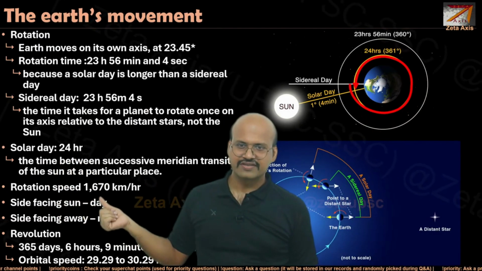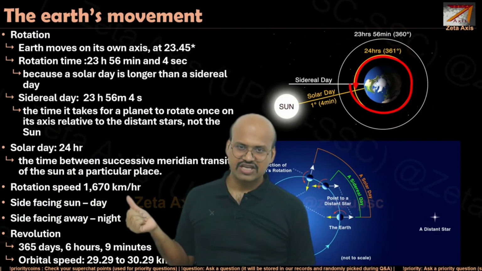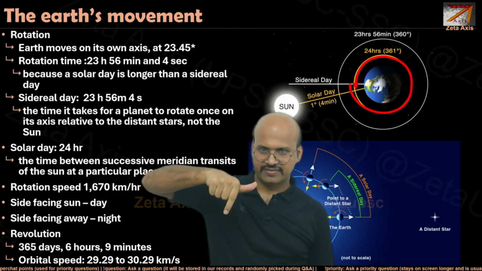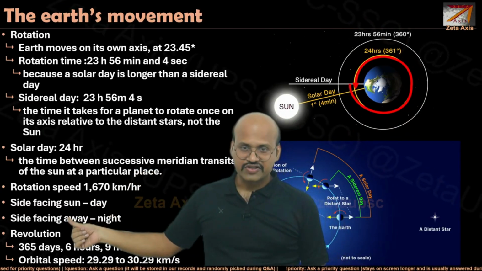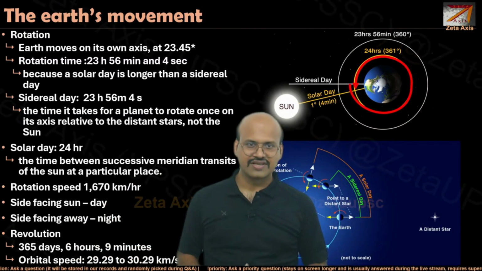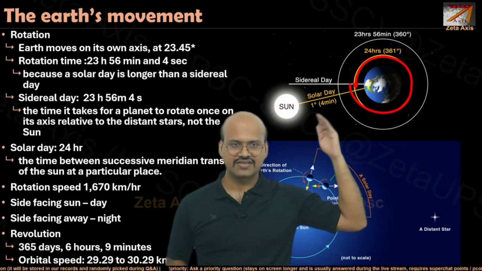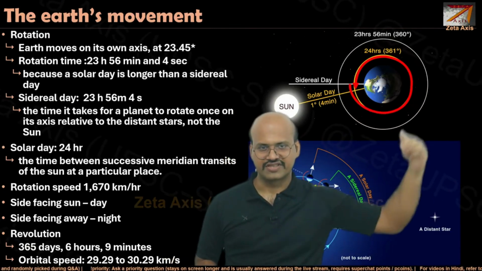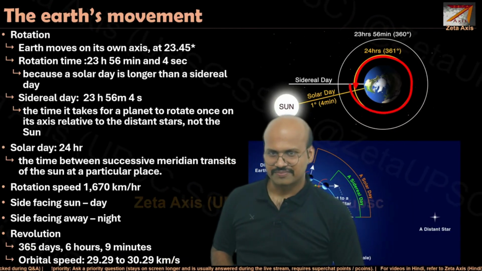Rotation speed is 1670 km per hour. So this is the speed at which our Earth is rotating. The side which faces the sun is day, and the side which faces away is night. This is very obvious that this side which is facing the sun is experiencing day. This side which is facing away from the sun is facing night time.